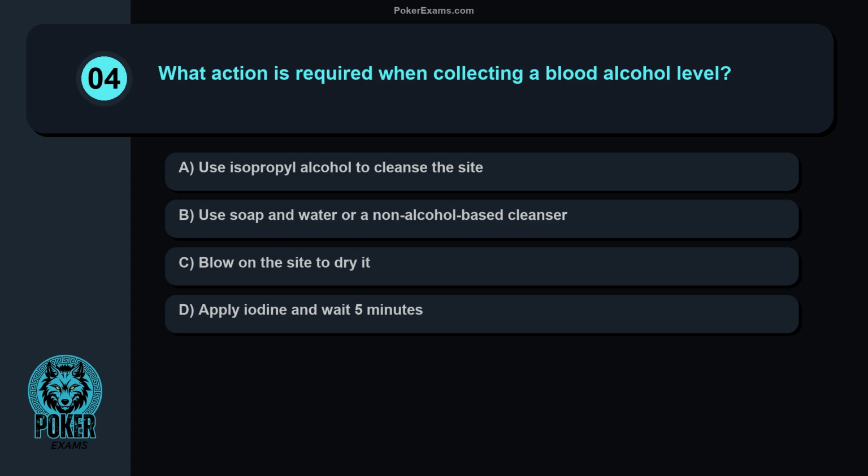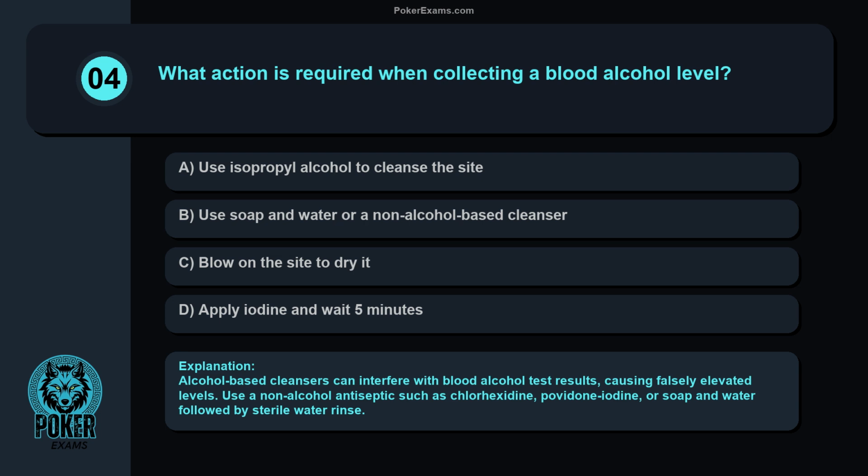Question 4. What action is required when collecting a blood alcohol level? Use isopropyl alcohol to cleanse the site. Use soap and water or a non-alcohol-based cleanser. Blow on the site to dry it. Apply iodine and wait 5 minutes. Alcohol-based cleansers can interfere with blood alcohol test results, causing falsely elevated levels. Use a non-alcohol antiseptic such as chlorhexidine, povidone iodine, or soap and water followed by sterile water rinse.